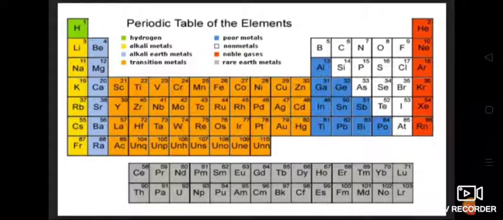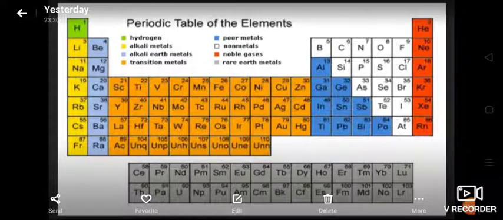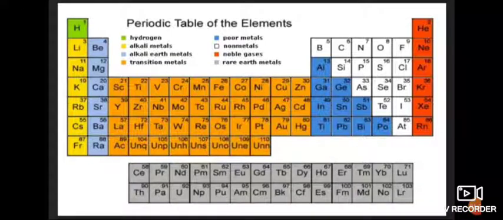So 1 valence electron means it is group 1. 2 valence electrons means it is group 2. 3 electrons means you have to say 10 plus 3, that is 13th. If it has 4 valence electrons, you say 10 plus 4, 14th. 5 valence electrons means that is the 15th group. 6 valence electrons means 10 plus 6, 16th.